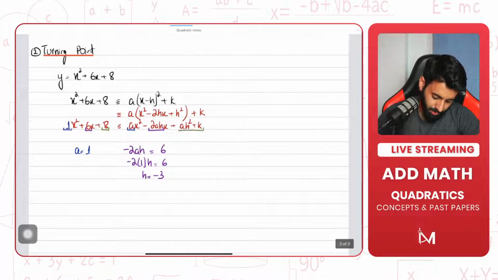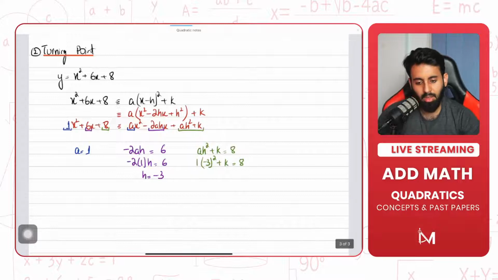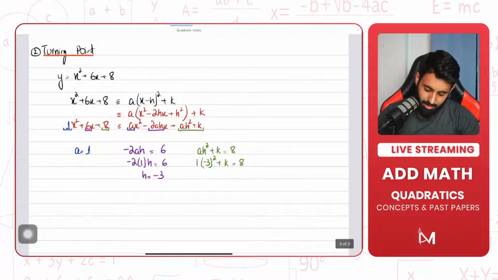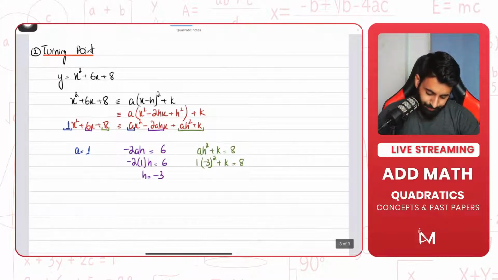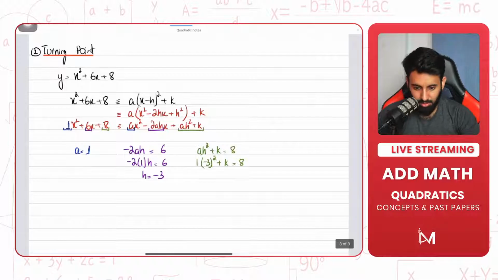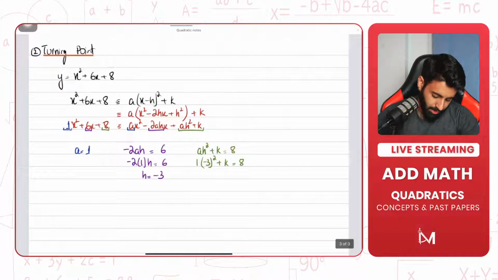So how do we find out the constant? ah squared plus k is equal to 8. So what's a? A is 1. What's h? Minus 3 squared. Minus 3 squared plus k equals 8. Now what's the constant? The constant will be the term or terms that have no x with them. So the constant on the left hand side is 8 and the constant on the right hand side is ah squared plus k. Okay. So 9 plus k is equal to 8, which means k is equal to minus 1.